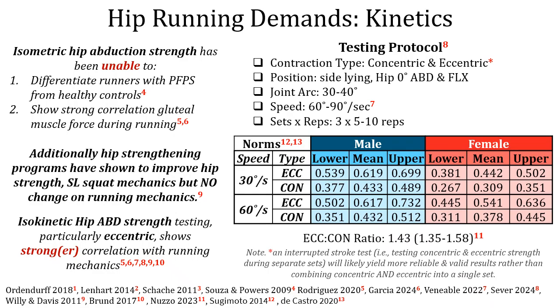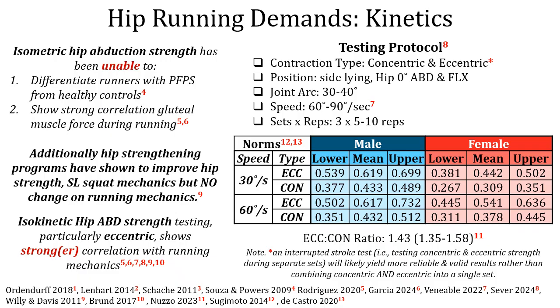And the sets and reps are going to be between 5 and 10 with 3 reps. And the eccentric and concentric are shown respectively. So you can see the mean values. So they should be around, for 30 degrees per second up to 60 degrees per second, around the same, honestly.